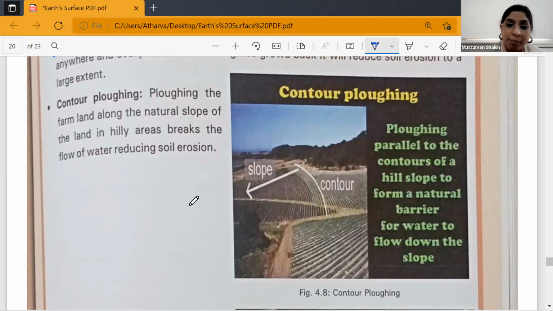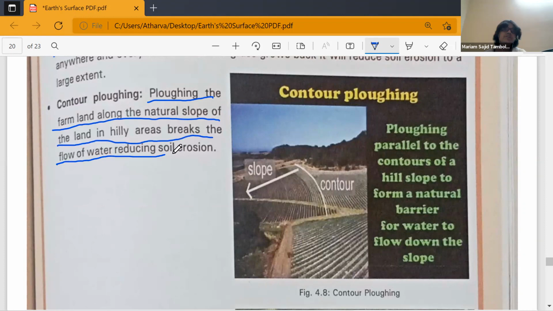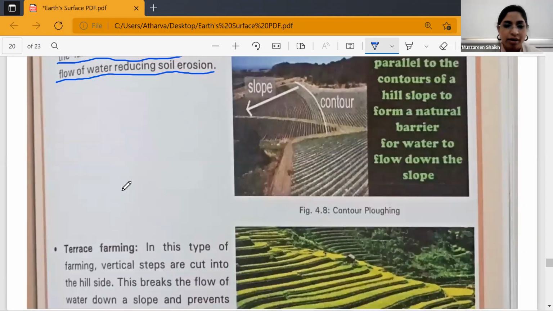So plowing the farmland along the natural slope of the land in hilly areas breaks the flow of water and reduces soil erosion. So this is also one method which we can use to prevent soil erosion. Please underline the entire sentence: plowing the farmland along the natural slope. What happens because of that? It will help in breaking the flow and reduce the soil erosion. Ma'am, it will reduce the flow of water, thus reducing soil erosion. Correct. Got it?